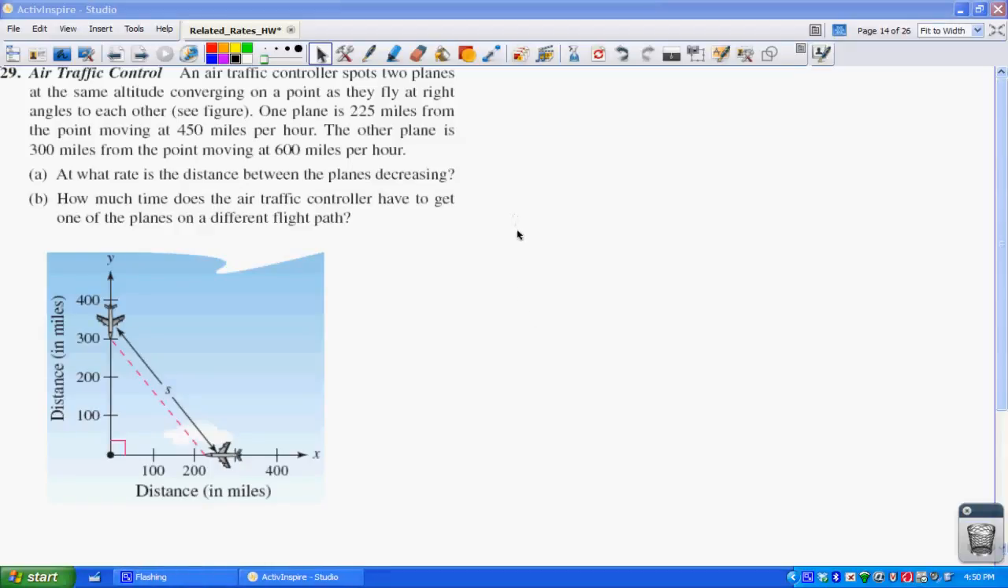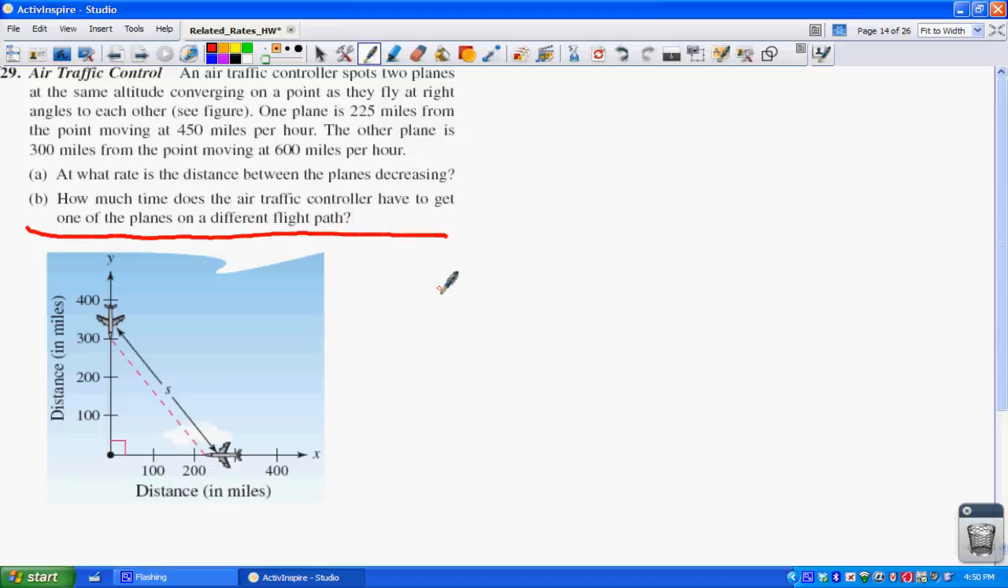Okay, so here's part B to the problem that we didn't do. I'm doing this separately in another video here. How much time does the air traffic controller have to get one of the planes on a different flight path? Because as you can see, these two planes are on a collision course, right?